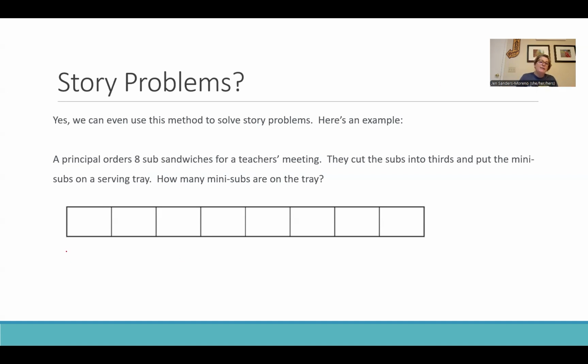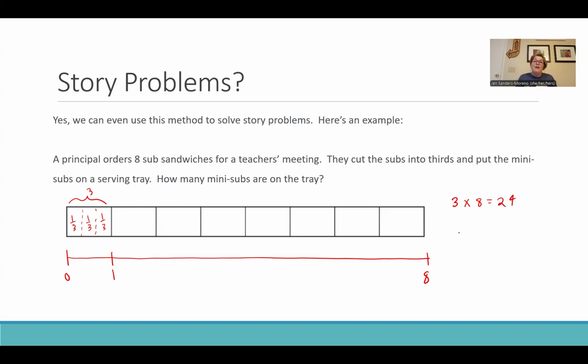So what I could see happening is that if a student started with this picture, I'm not mad if they want to start with this picture, that's fine. But what I would say is let's just focus on the first one. If I do this first one and I cut it into thirds, hopefully we all agree that we're going to get 3 mini subs out of 1. Well, what's going to happen if I have 8 of them? So 3, 3, 3. That would be repeated addition, or 3 times 8.